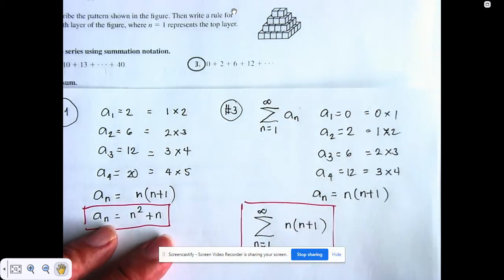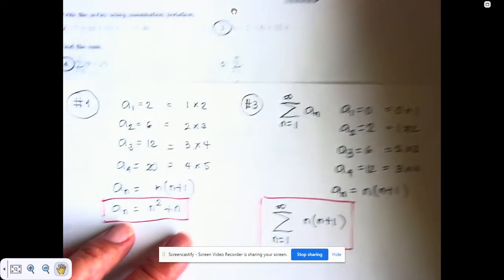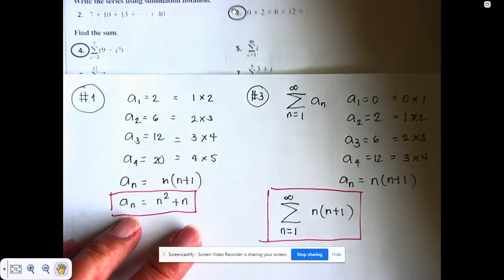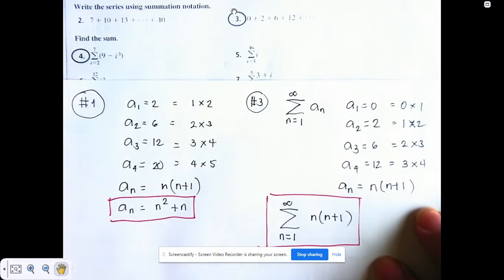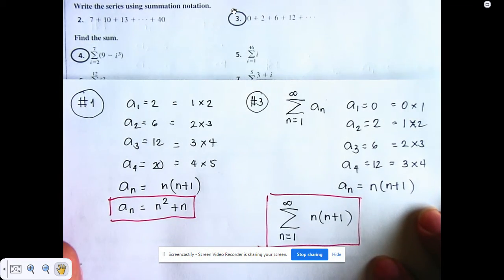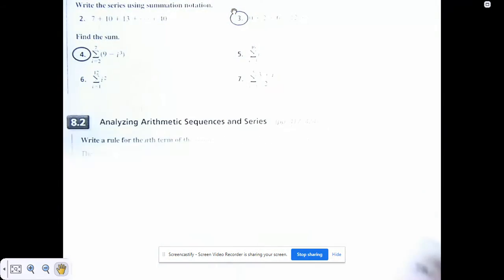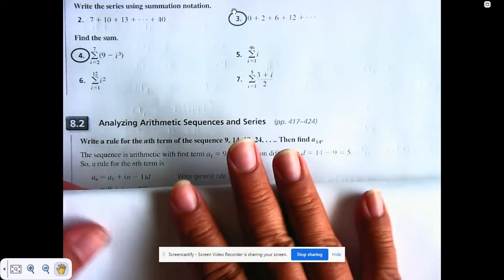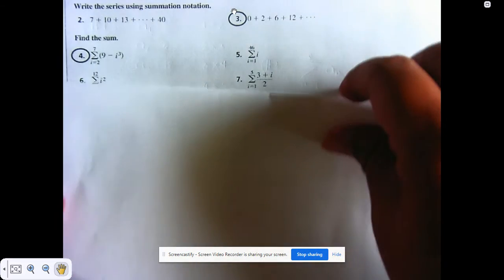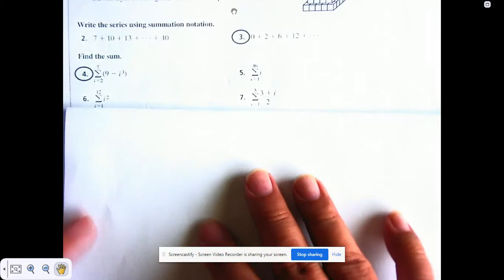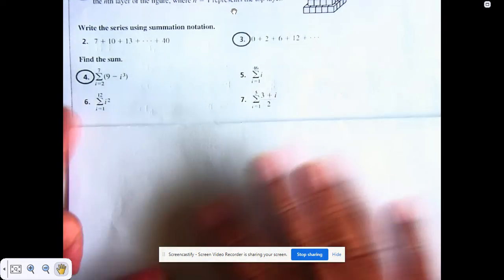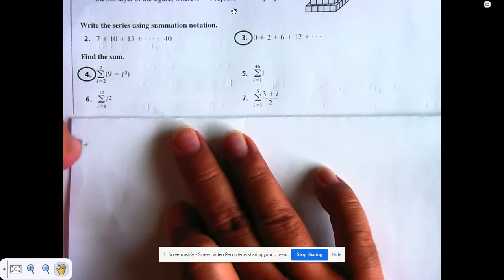Next, we have number 4. See that? I'm going to put it right here. Let me put it this way so that we have some space. So I'm going to put number 4 here.